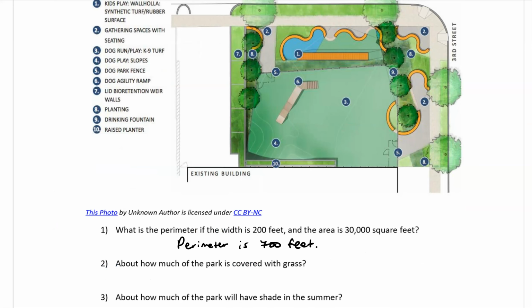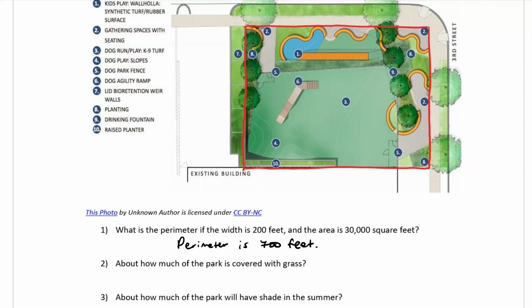Number 2 asks about how much of the park is covered with grass. Now here is where we will have to do some estimation, and we have to do some assuming as well. The way that you define the park and the way that I define the park might be different, but for the purposes of this activity, I'm going to define the park within this rectangle that I'm drawing in red here. Notice that that doesn't include some of the sidewalk and the grass patches outside of the sidewalks. So that is what I'm going to define as the park. You can define it differently if you'd like.